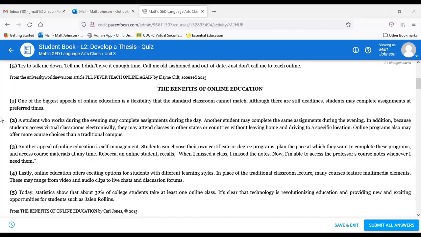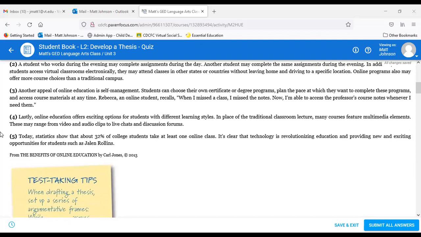Rebecca, an online student, recalls, "When I missed a class, I missed the notes. Now I'm able to access the professor's course notes whenever I need them." Lastly, online education offers exciting options for students with different learning styles. In place of the traditional classroom lecture, many courses feature multimedia elements. These may range from video and audio clips to live chats and discussion forums. Today, statistics show that about 32% of college students take at least one online class. It's clear that technology is revolutionizing education and provides new and exciting opportunities for students such as Jalen Rollins.